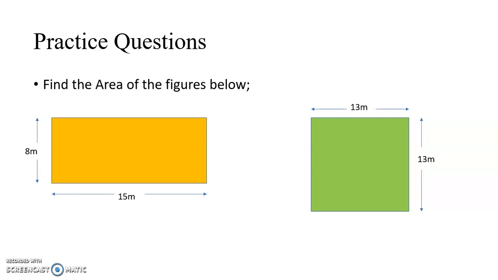Now, I want to leave you with 2 questions. Find the area of the figures below. One is a rectangle whose length is 15 meters and width is 8 meters. And the other figure is a square whose length is 13 meters and width is 13 meters.